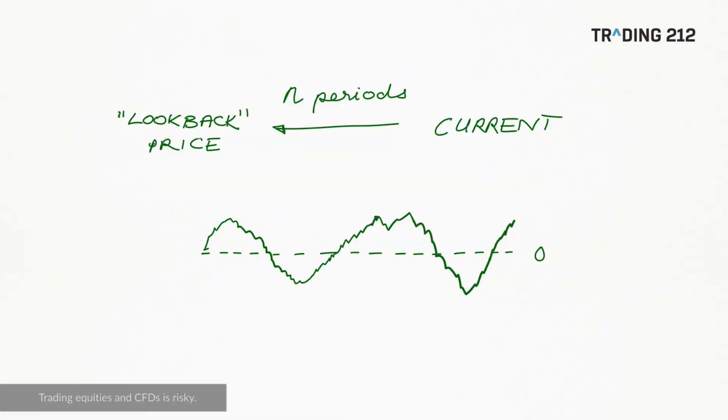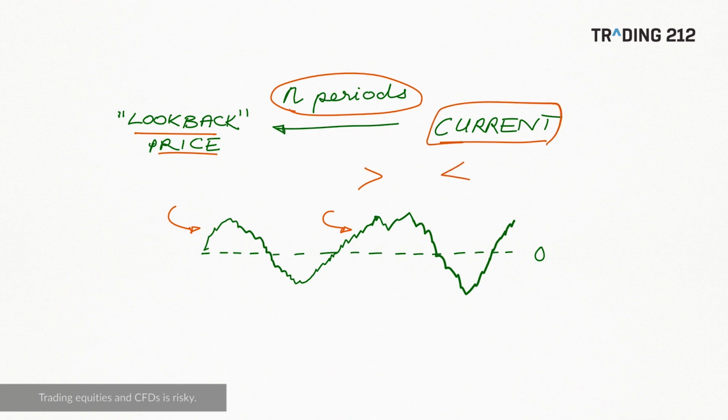And really what the indicator shows us isn't all that complicated. When the current price is greater than the look-back price n periods ago, then we're going to get positive values of the ROC. When the current price is less than that look-back price, we're going to get negative values for the ROC. And when the current price is equal to the look-back price, then we're going to have a value of 0 for this oscillator.